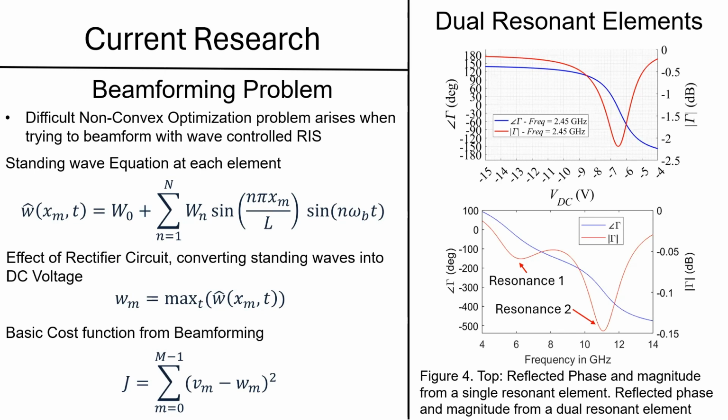Then onto my dual resonant element research. These RIS elements require 360 degrees phase shift from each element to be able to do the desired beamforming. But the problem with a single resonant element is this phase shift is often less than 300 degrees for a wideband element. And to be able to design a more wideband RIS, we've been focused on designing more wideband dual resonant elements, which will have greater than 360 degrees.